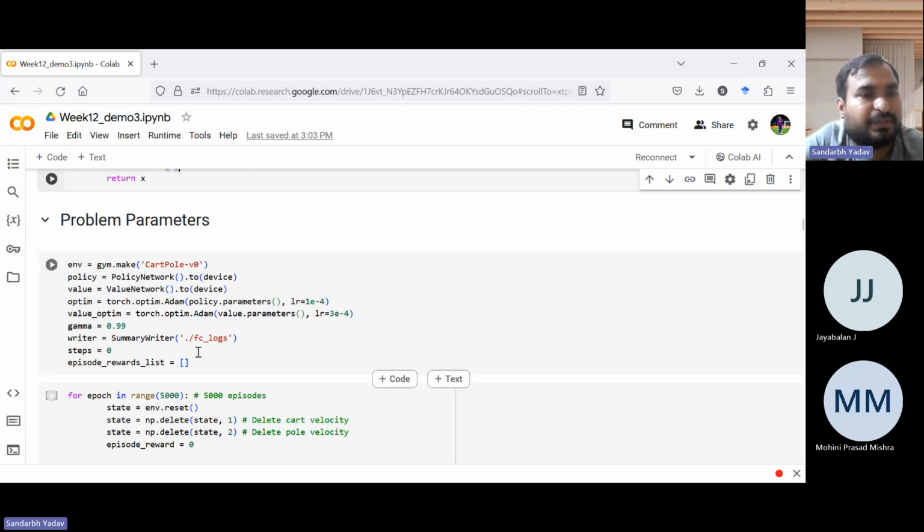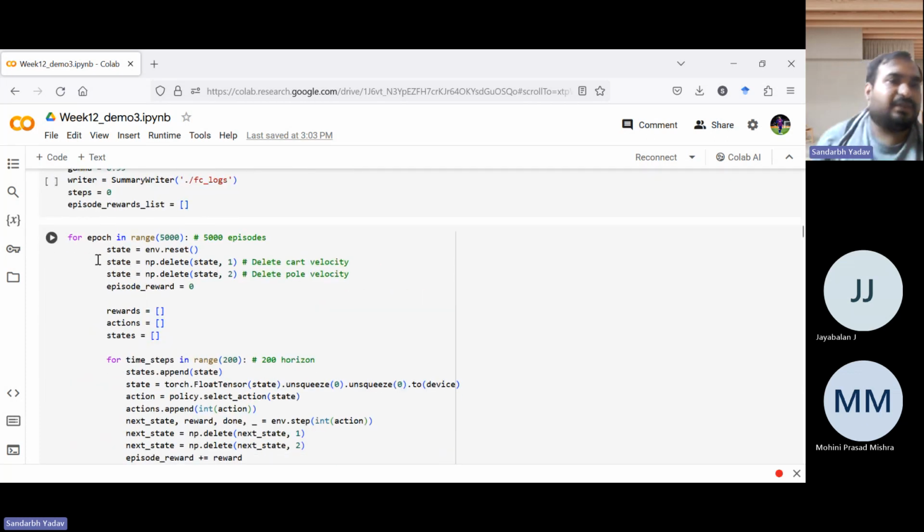So here we are using the gym environment, CartPole, policy network. This device is basically like it will send everything to GPU if you have access, otherwise it will use CPU. And this is the optimizer for the policy network, Adam as usual, with learning rate. The value optimizer is also Adam with value parameters and learning rate. Gamma discount factor 0.99, step 0, episode reward list. The episode reward list is initially empty, but gradually we will append the rewards in this. And we are doing it for 5,000 episodes.